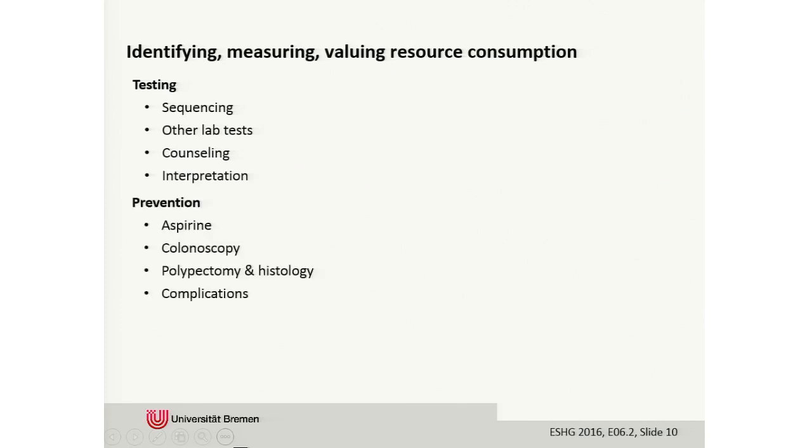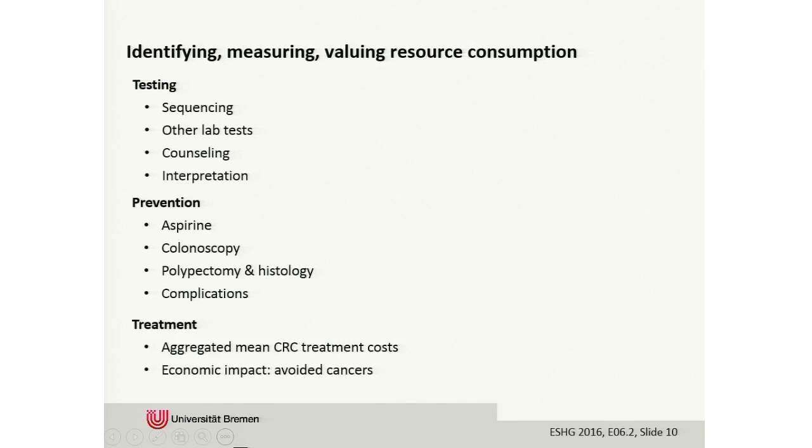In the slide of Catherine Payne, you saw this, the different aspects of the care process. In the case of Lynch syndrome testing, there would be the costs of prevention. We modeled also aspirin prevention. That's one aspect. We have colonoscopy. And if you look at colonoscopy, you also have to look at polypectomy and potentially histology that comes after detecting affected polyps. And on the other hand, potential complications from colonoscopy, like perforation of the bowels. And then finally, you have the treatment costs.